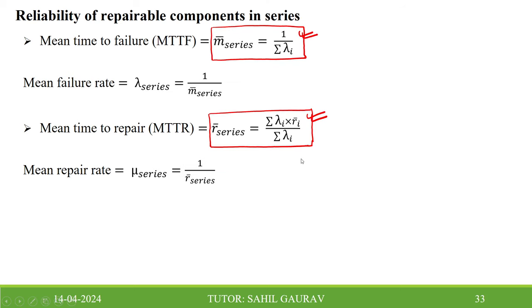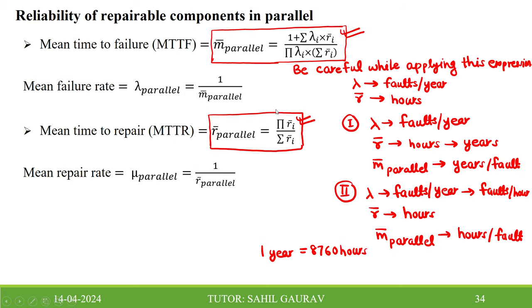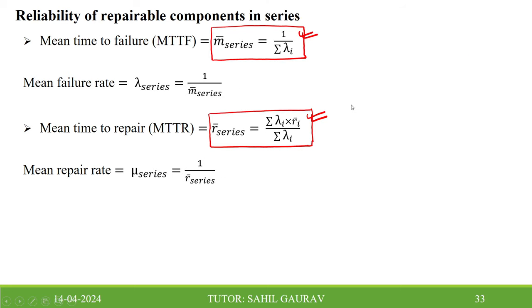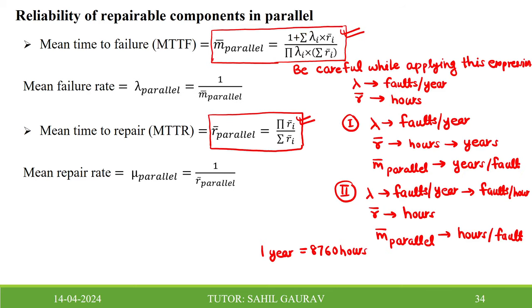So all the expressions you can remember, but I would suggest you be careful while applying this expression for repairable components in parallel, if you are finding the mean time to failure, MTTF. Because in this expression, lambda is given in faults per year, while R bar, that is mean time to repair, is given in hours. So you have to convert all the units to the same unit so that you can get the answer in that unit. You can approach it two ways.